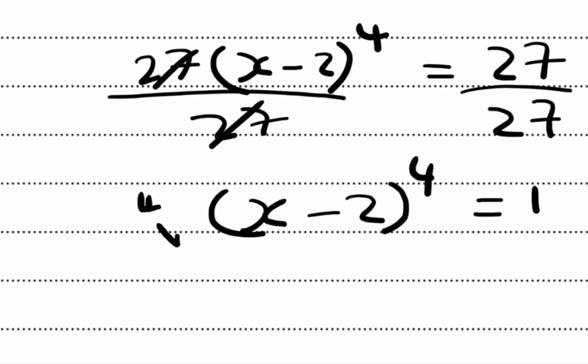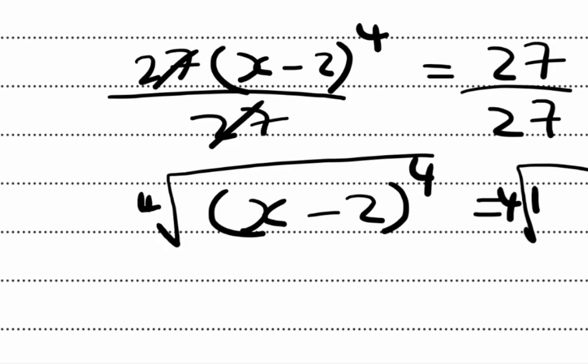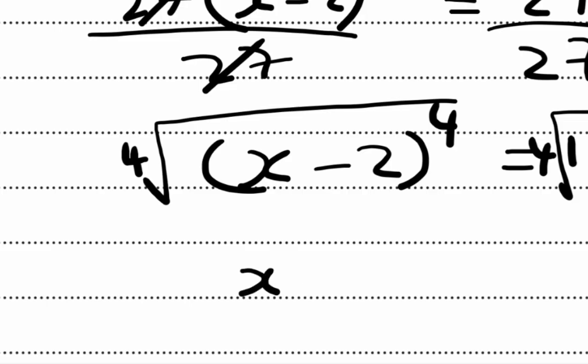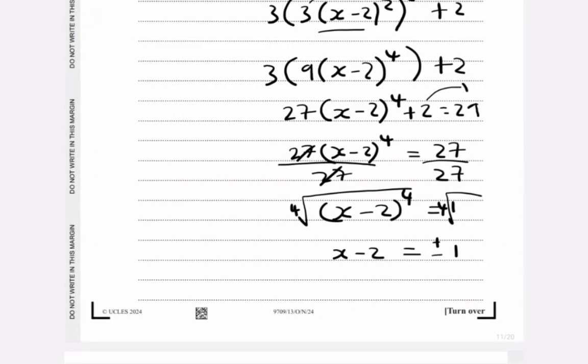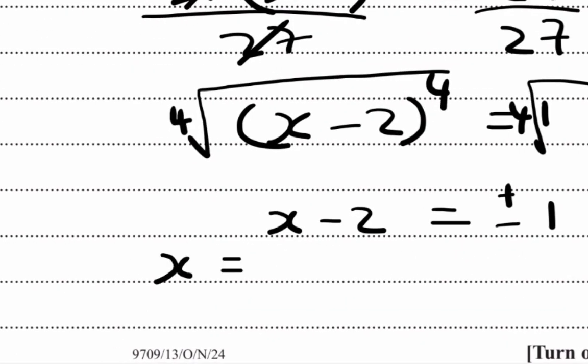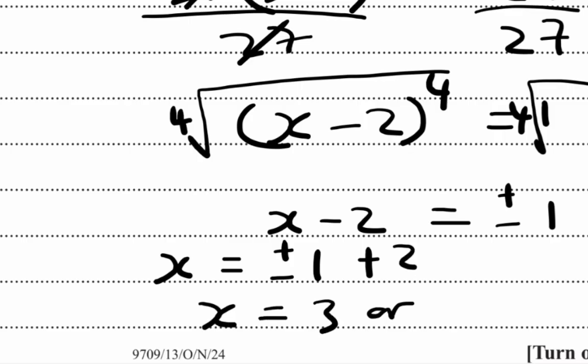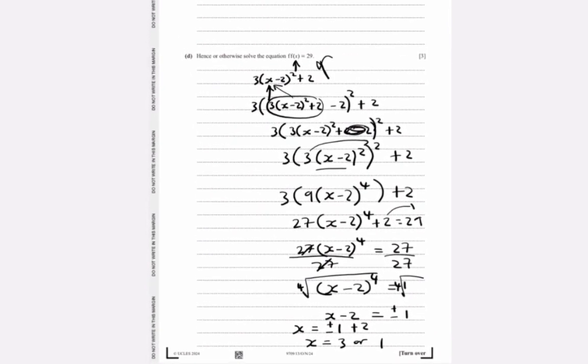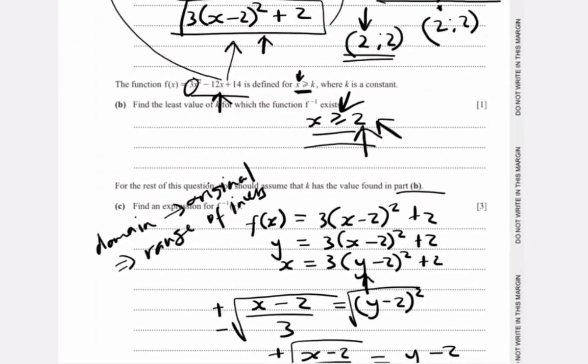So then we introduce this, the fourth root of that will be x minus 2, and that's going to give us plus or minus 1, right? And for x, x will be plus or minus 1 plus 2. So x will be equal to 3 or 1 minus 2... minus 1 plus 2. x is equal to 3 or 1, like that.